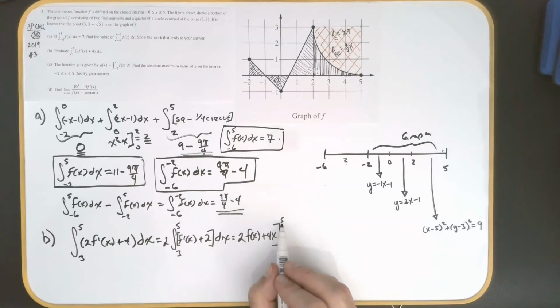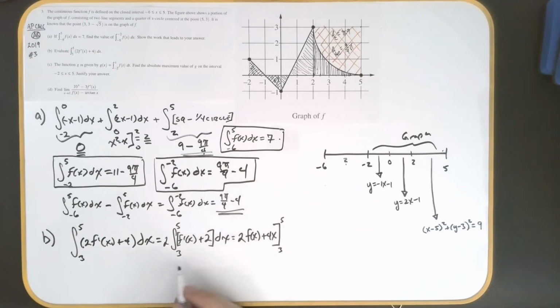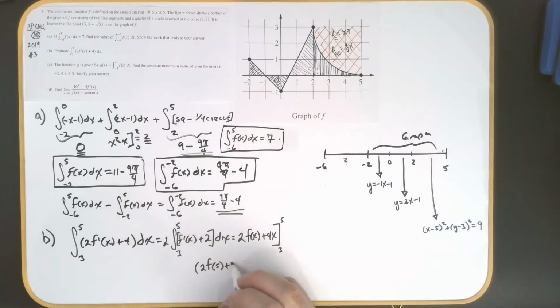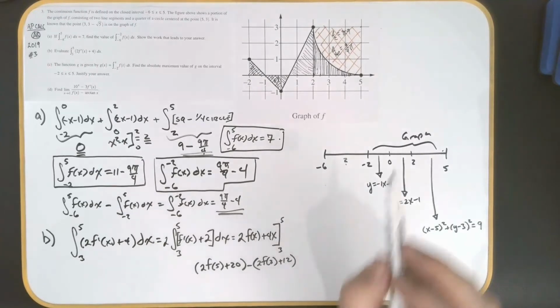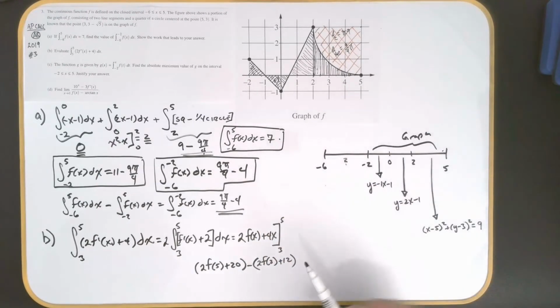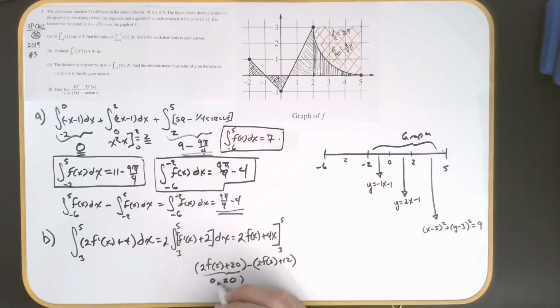Now I'm going to substitute in, doing the fundamental theorem, and just for space I'm going to move this underneath. This is going to equal 2 times f of 5 plus 20, that's putting 5 in, minus putting 3 in, 2 times f of 3 plus 12. Now f of 5, the way we figure that out is go back to the graph. Look what f of 5 is. It's just 0. So this becomes 0 plus 20, minus, now f of 3.